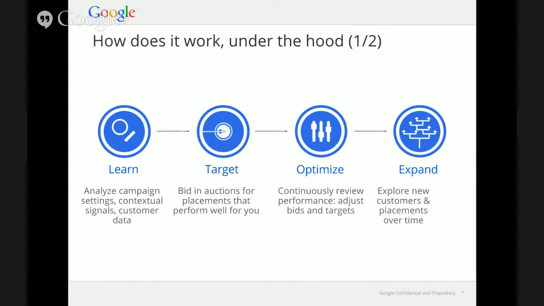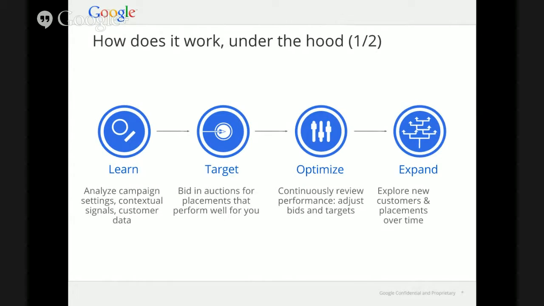Then we target, which is we basically bid in auctions on the Google Display Network. We try to show your creative, we try to show your ads on certain sites, and we see what works and what doesn't work. And then we continuously optimize that. So we have a feedback loop that continuously reviews which ads got clicked, which ads got converted, and we adjust the bids and we adjust the targets continuously. And we repeat this cycle continuously. And so we basically try, learn, and improve over time, and we expand over time.